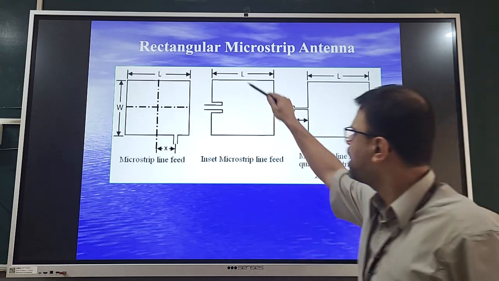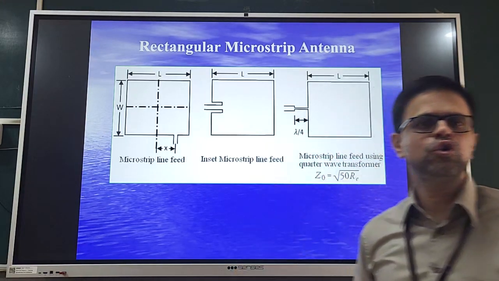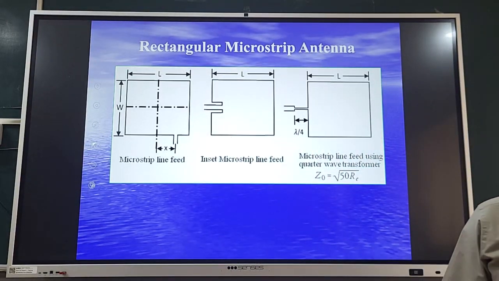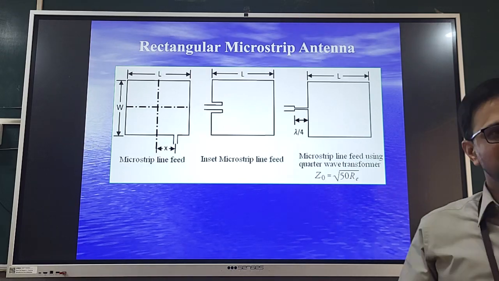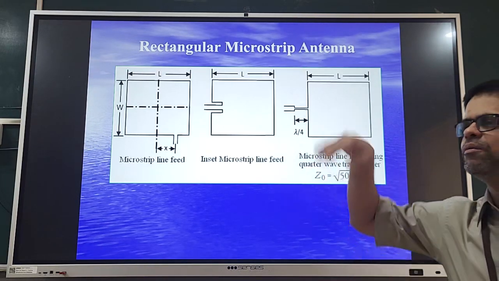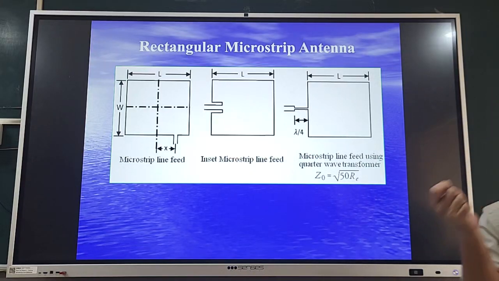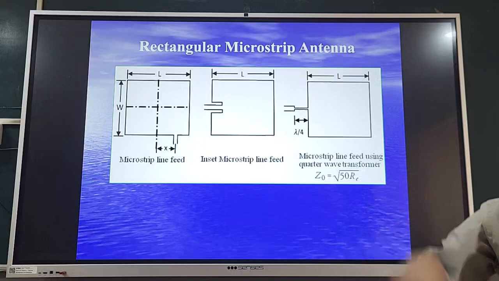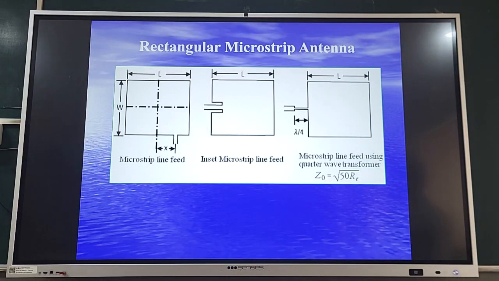Plus, we are not exciting the orthogonal mode because we are feeding right in the center of the width along the length. But the only disadvantage is that it is more complicated compared to the previous one. You need to precisely calculate that location, cut a slot and take your line there. But if you see in array designs, this is heavily used.